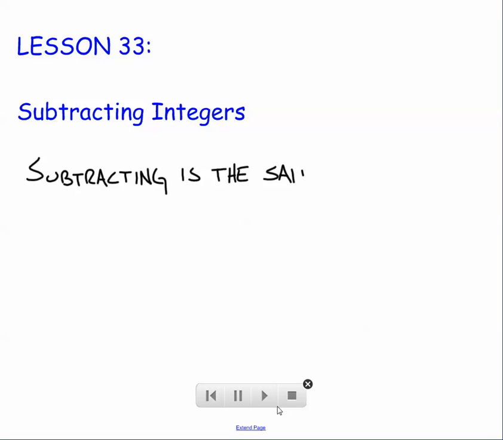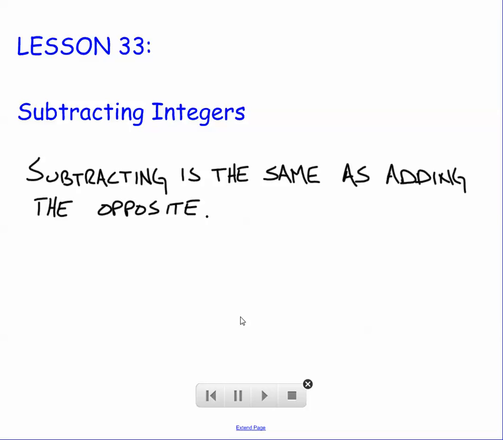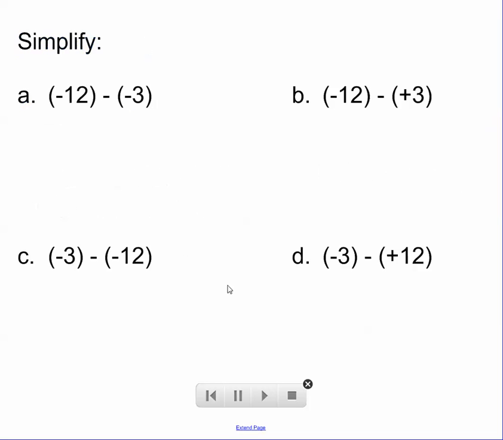Subtracting is the same as adding the opposite. So anytime we're faced with a subtraction problem, we can look at it as an addition problem. Add the opposite. Instead of subtracting 5, we could add -5. So let's do that here.